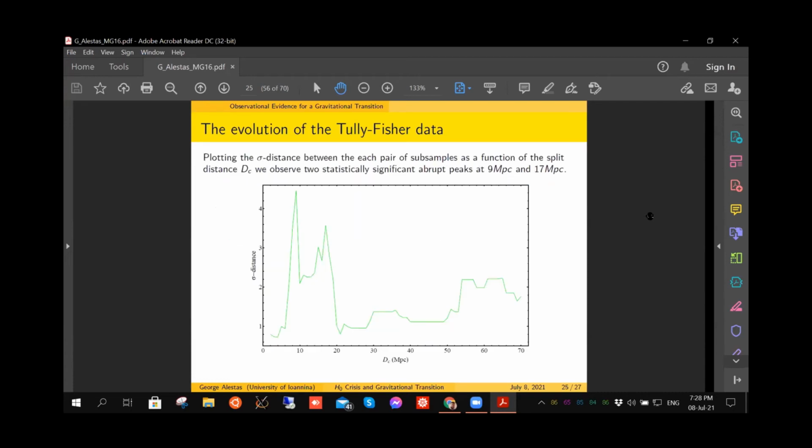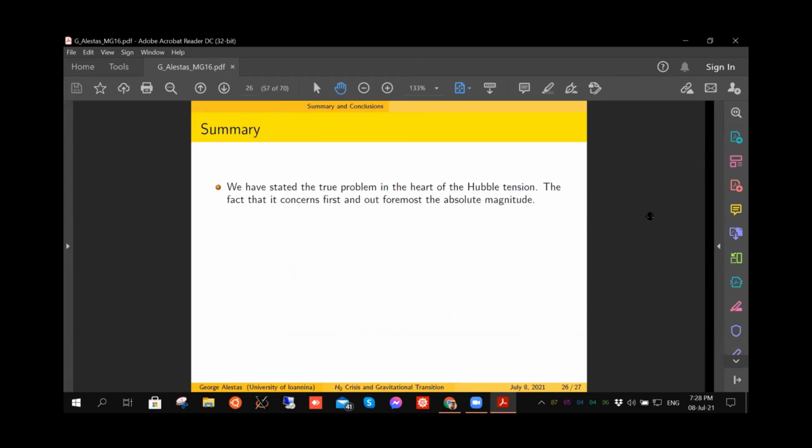Plotting now the sigma distance between each pair of subsamples as a function of the split distance, we observe two statistically significant abrupt peaks at 9 megaparsec and 17 megaparsec, which are close to what we expected, to what we wanted to actually find.